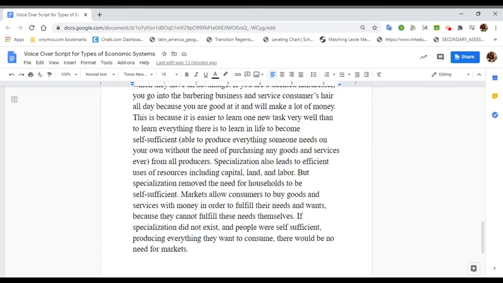Markets allow consumers to buy goods and services with money in order to fulfill their needs and wants, because they cannot fulfill these needs themselves. If specialization did not exist and people were self sufficient, producing everything they want to consume, there would be no need for markets.